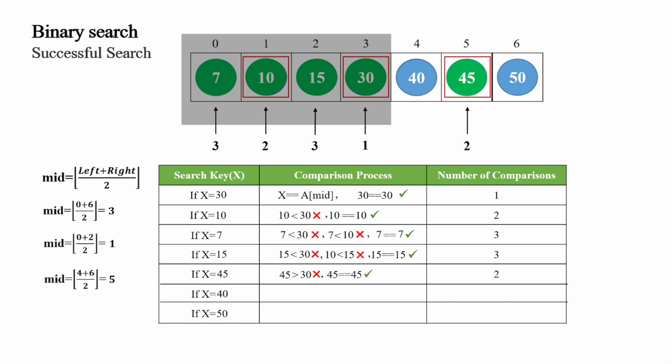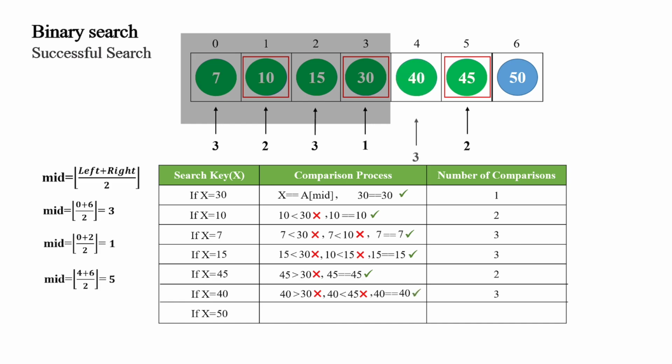Now let's try x equals 40. Middle of full array equals index 3, element equals 30. 40 is greater than 30, so we move to the second half of the array, index 4 to 6. Middle of this second half equals index 5, element equals 45. 40 is smaller than 45, so the only element left on the left side is 40. Compare with x equals 40. Equal. Found it in 3 comparisons.